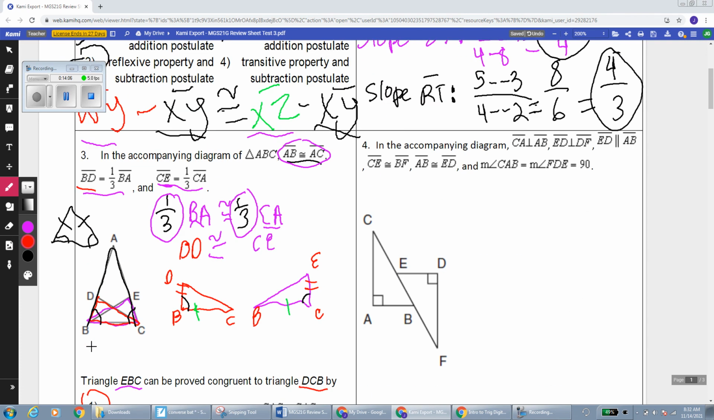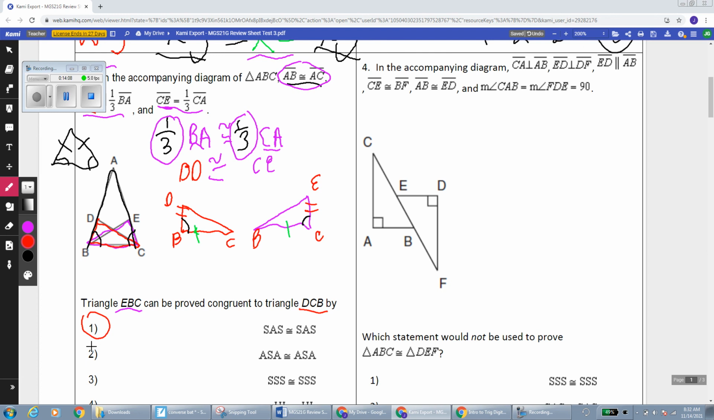Okay, number 4. So we have a bunch of information here, so I'm going to take this step by step. They tell us that CA is perpendicular to AB, and they already put the right angle here for us. And they tell us that ED is perpendicular to DF, and they already put the right angle in there for us as well. They tell us also that ED is parallel to AB.